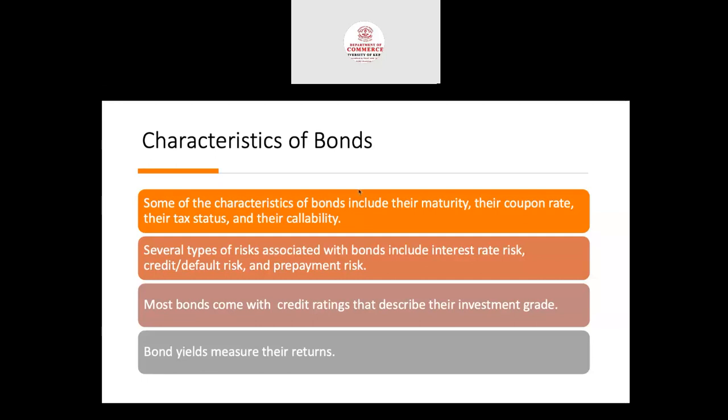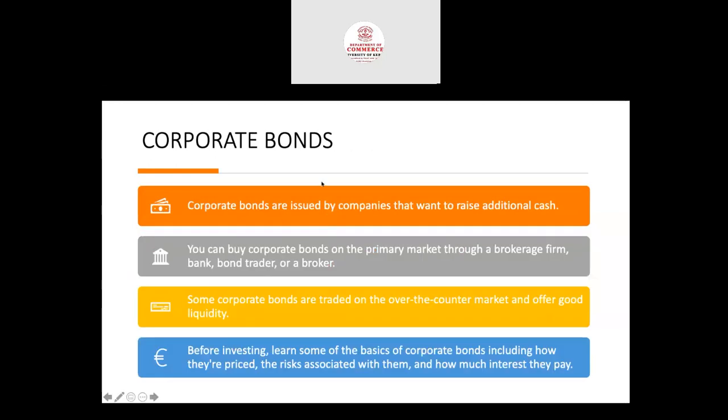So bond yield measures their returns. Bonds are of different types, such as corporate bonds. Corporate bonds are issued by companies that want to raise additional cash. You can buy corporate bonds on the primary market through a brokerage firm, bank, bond trader, or a broker. Some corporate bonds are traded on the over-the-counter market and offer good liquidity. Before investing, learn some of the basics of corporate bonds, including how they are priced, the risks associated with them, and how much interest they pay. All these matters are very important to understand, because information and knowledge play a very important role in investment to get returns.